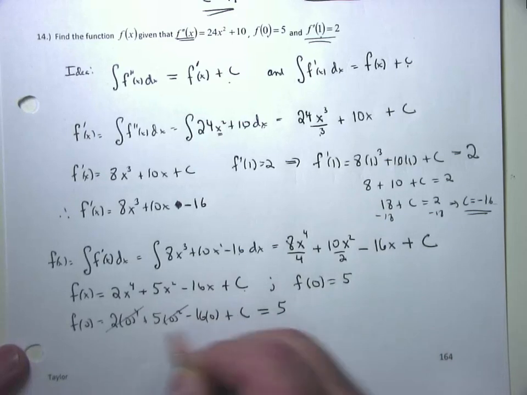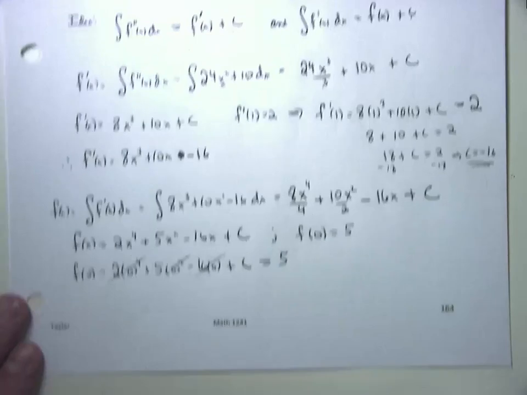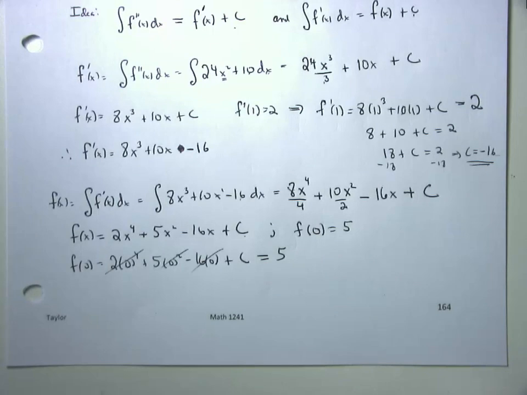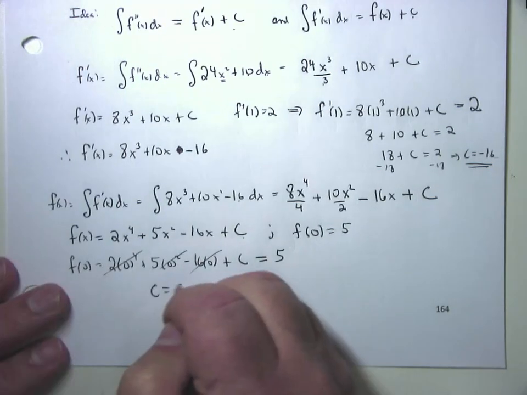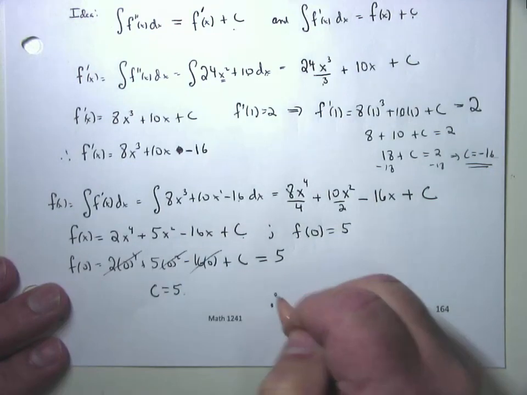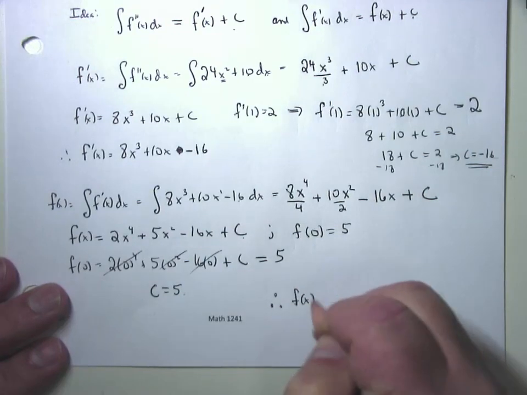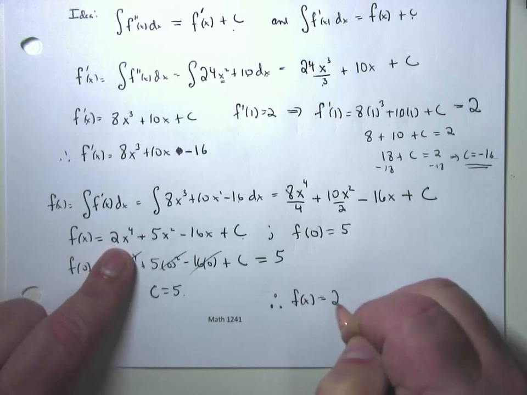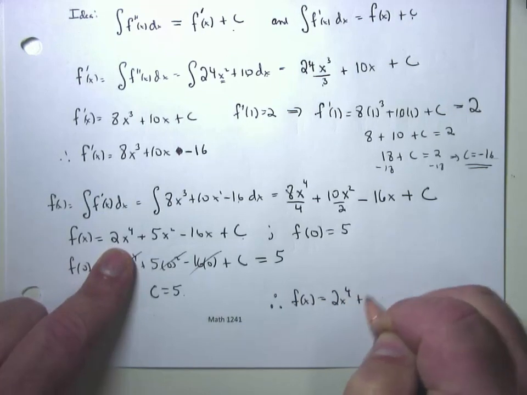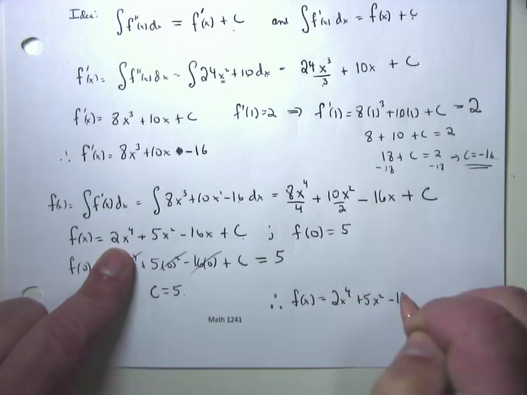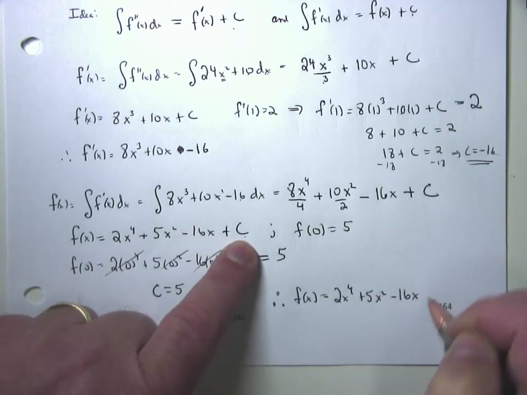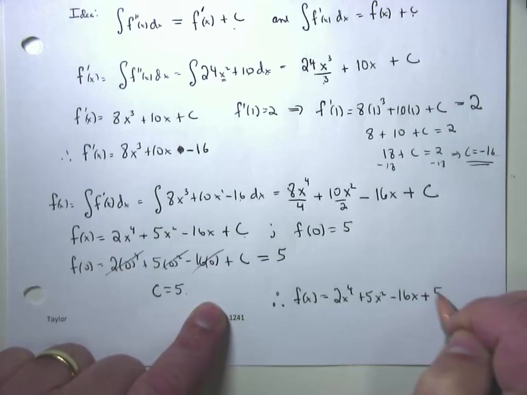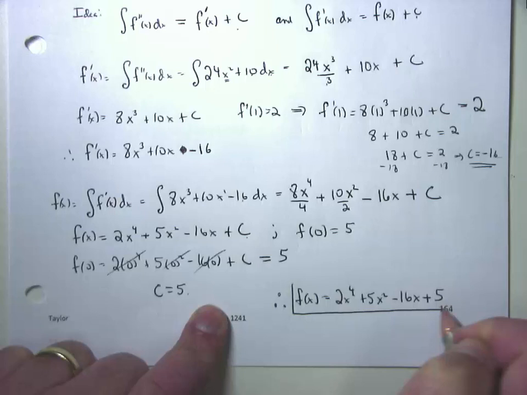Well, I love plugging in 0. In this example, plugging in 0 gives me a bunch of zeros. So that pretty much tells me c equals 5, and therefore your final answer f of x is equal to 2x to the fourth plus 5x squared minus 16x plus c, but c was 5, so plus 5. There's my answer.